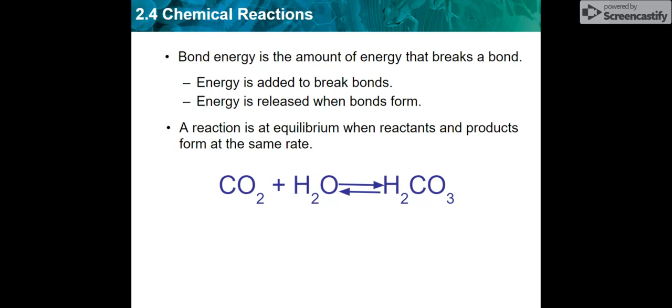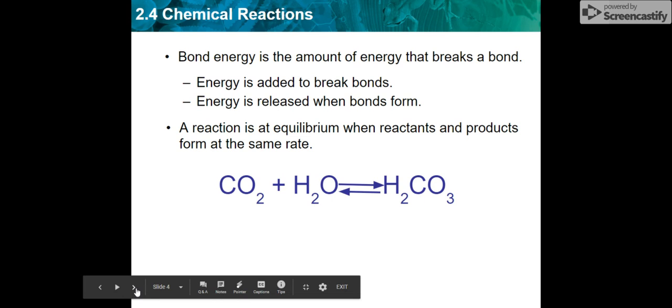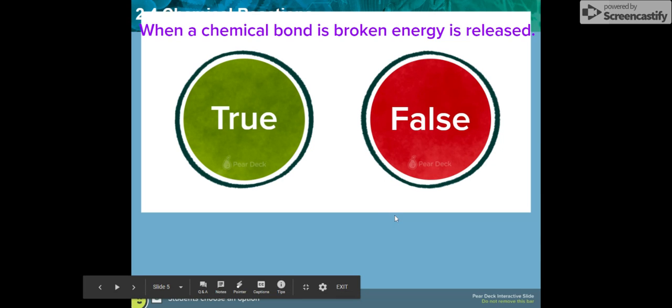But we also see the reverse happening, that carbonic acid being separated back into carbon dioxide and water. When those two reactions are happening at the same speed, so every time carbonic acid is formed, there's another molecule that's broken down, when that's happening at the same rate, we call that equilibrium. And we talk about that again for those reversible reactions.